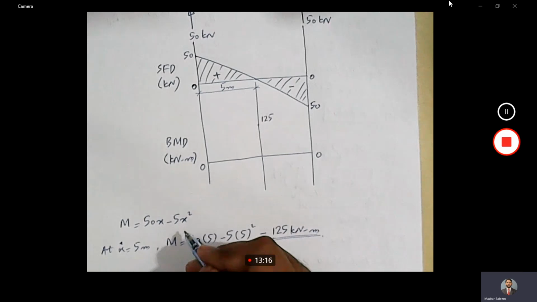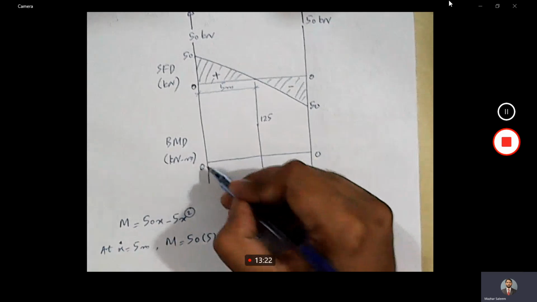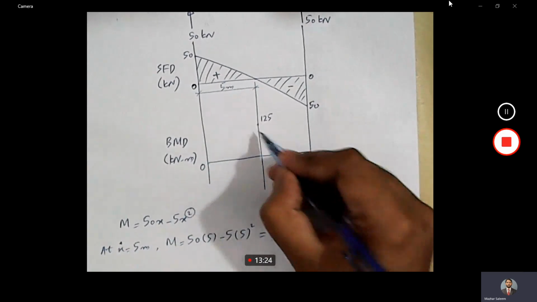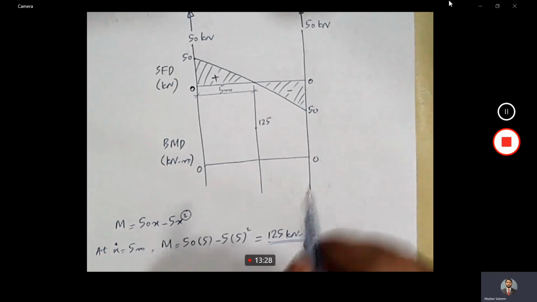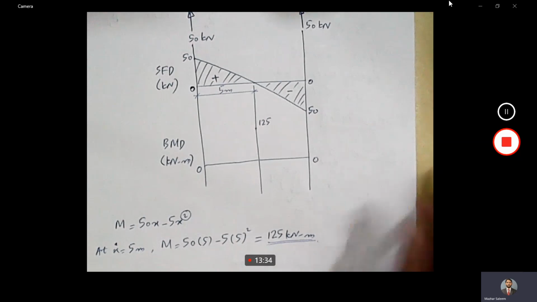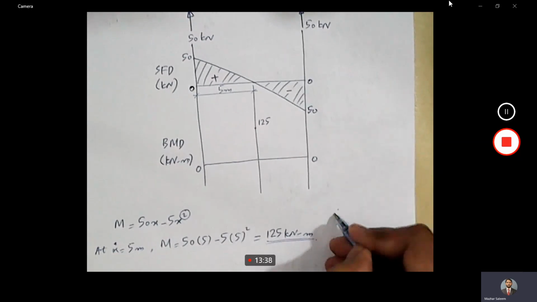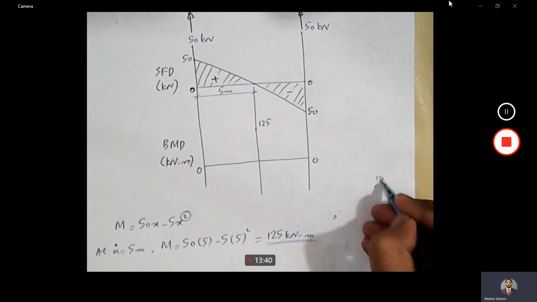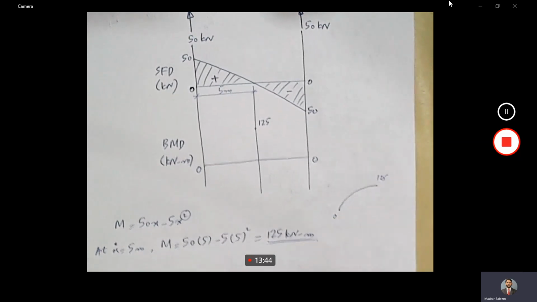What is the highest degree of X in this expression? It is 2. So it means that from this point to this point and this point to this point will be joined with a second degree line. And now a second degree line can be drawn in 2 ways. For example, let's say this is 0 point and this is 125. So a second degree line can be drawn this way.